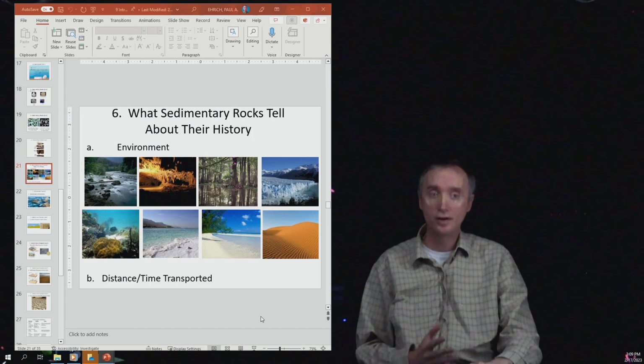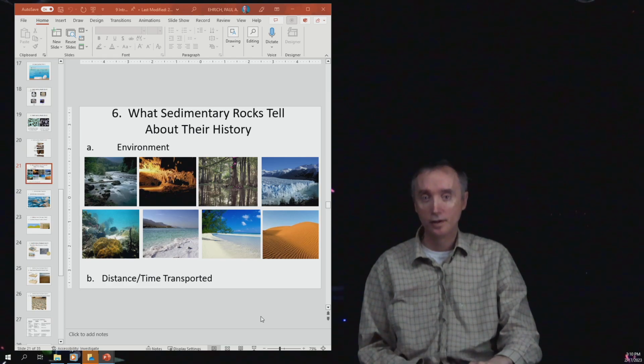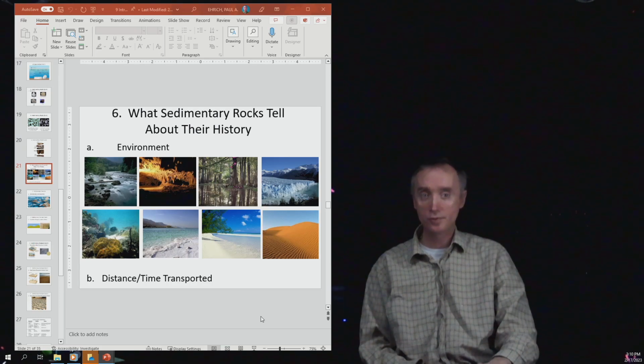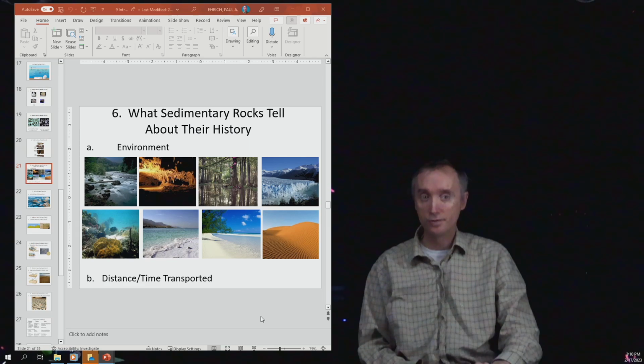Okay, the one that's next to it on the bottom row is an ocean environment. So if you find limestone, then that's telling you at one time there were oceans there. The one next to it, okay, if you find lots of gypsum, or if you find lots of rock salt, that's telling you that that environment was an ocean that evaporated.